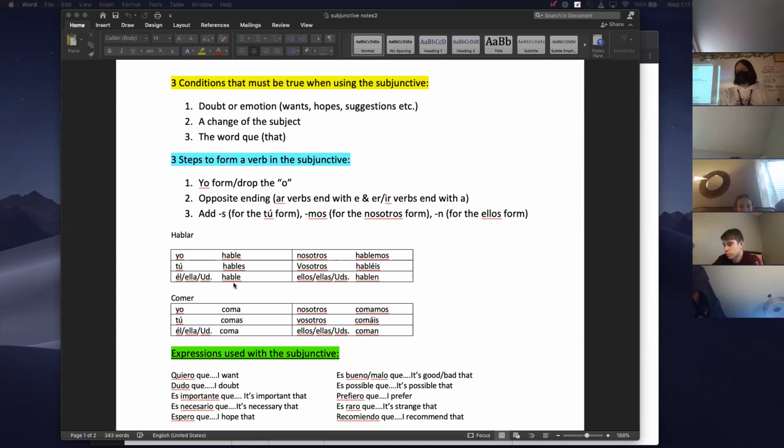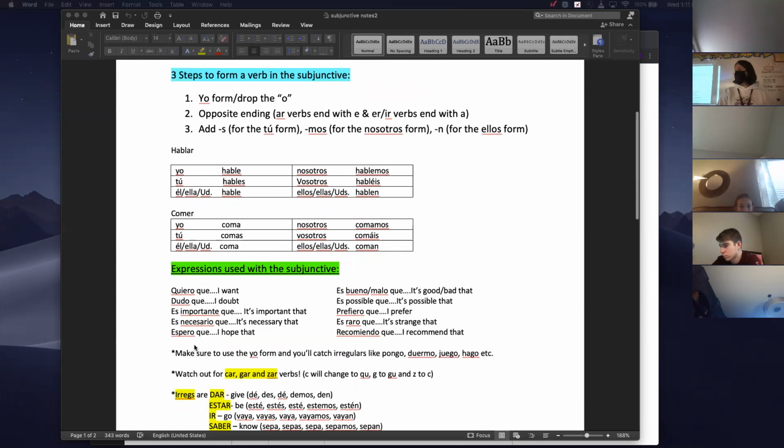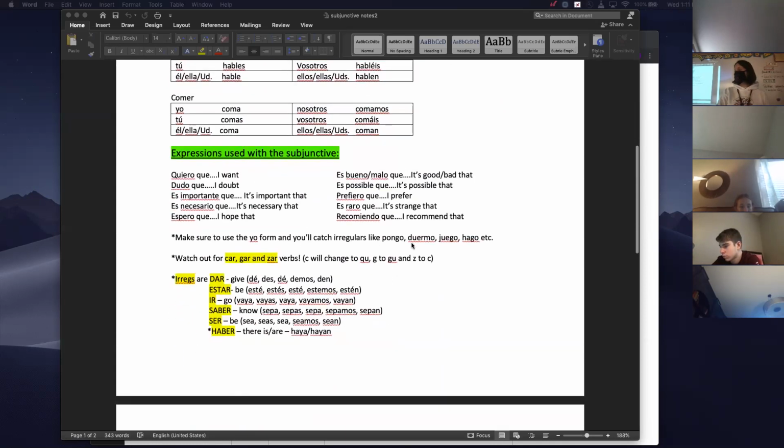Okay, that was kind of my point there, right? I didn't mean to trip you up there. The yo form and the él form are the same, right? Coma and coma. So you're going to have to use a yo or an él or an ella. All right, and then we had some irregulars. We said make sure you use the yo form. We said be careful of car, gar and zar.